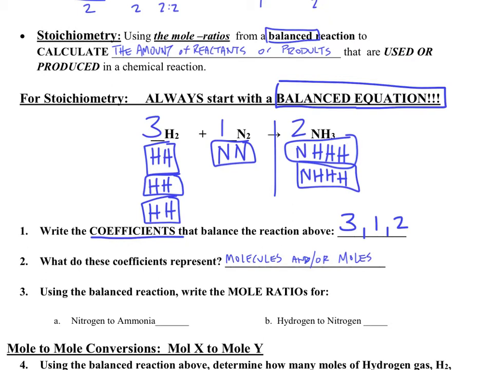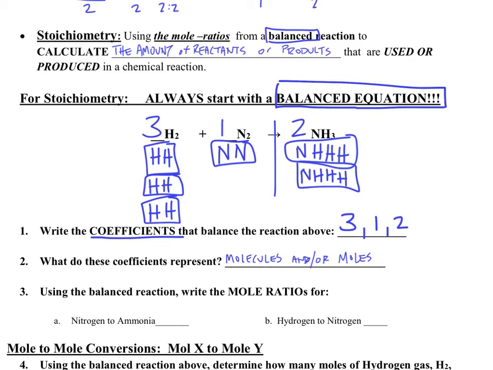Okay, so when I read this equation, I could say 3 molecules of hydrogen plus 1 molecule of nitrogen produce 2 molecules of ammonia. I can also say 3 moles of hydrogen plus 1 mole of nitrogen produce 2 moles of ammonia, NH3. So the coefficients represent either molecules and/or moles. Just know that both of them are represented by the coefficients. Okay, so look at our mole ratios.